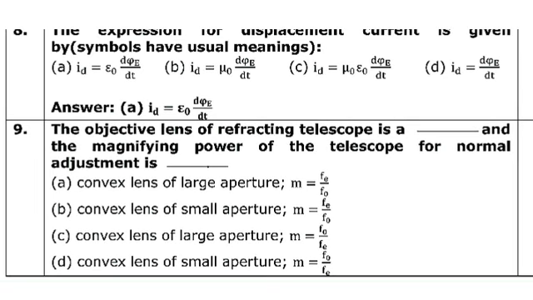Here, you know that magnifying power M is equal to f naught by f e, and in option C and option D we have M is equal to f naught by f e. So we have to find whether it is large aperture or small aperture. In the question they have given refracting telescope and magnifying power of telescope. So we can say option C is correct. It is a convex lens of large aperture, M is equal to f naught by f e.